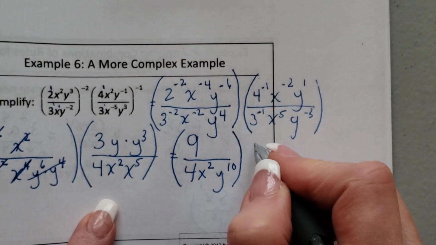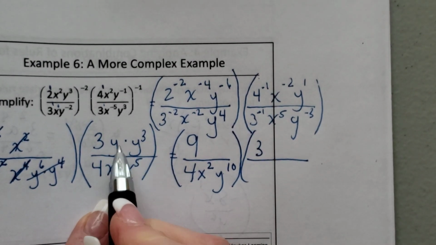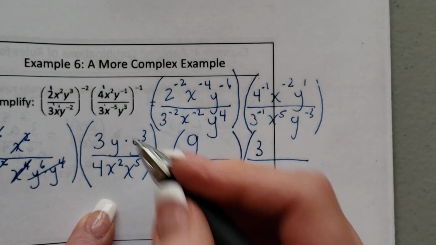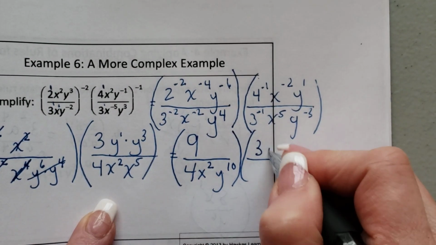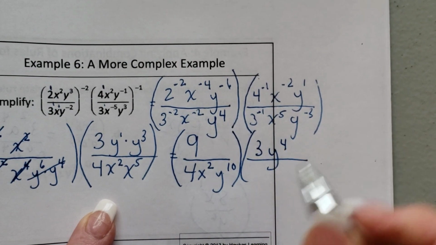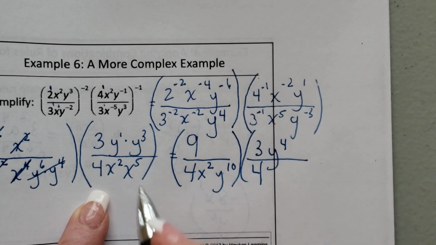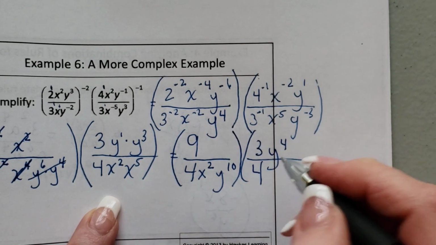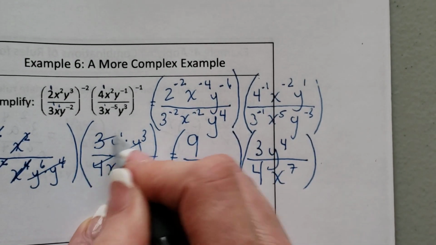Well, 3 to the first is 3. These are being multiplied together, and they have the same base. So the directions say to add their exponents. 1 plus 3 is 4. All right, same thing down here. 4 to the first power is just 4. These are being multiplied. The rule says if they have the same base and they're being multiplied, you add their exponents. 2 plus 5 is 7. Okay, so we dealt with all that.